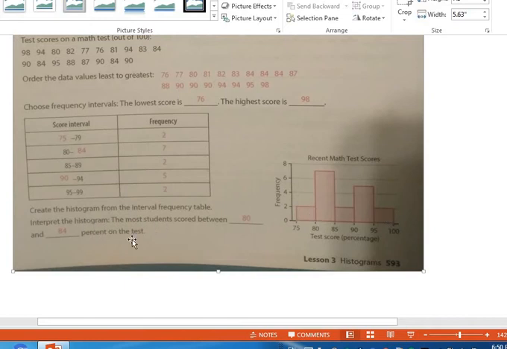So interpret the histogram. This is how to interpret and represent the data given here. The most students scored between 80 and 84, as you see here. Percent on the test.